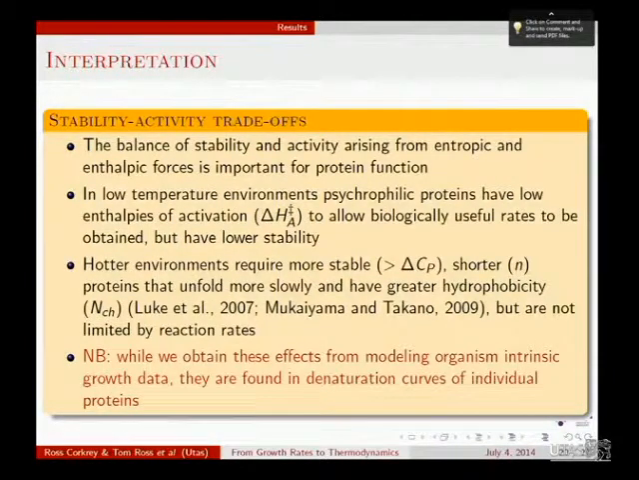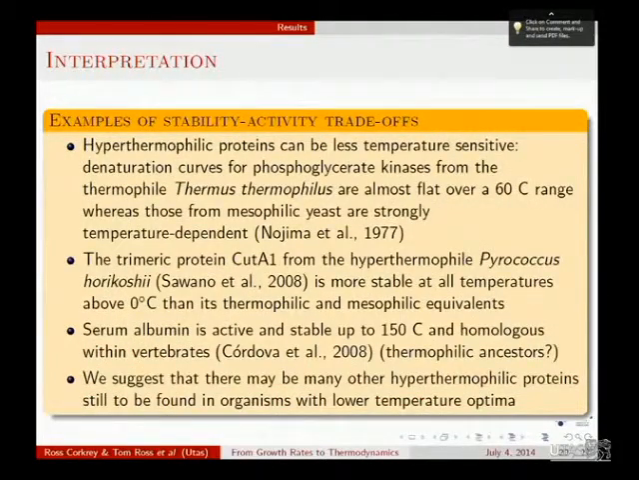are getting results about organism denaturation curves, but we're not using protein data at all. We're using growth data of insects and plants, or one plant. Now, hyperthermophilic proteins, we predicted with a denaturation curve, should have a flat top. Do they? That's the obvious question to ask. Well, there are certainly proteins that do. Kinases from Thermophilus is almost flat over a 60-degree range compared to the same sorts of proteins from a mesophile where they're not, they're peaked. Similarly, cut-A1 from a hyperthermophile is more stable over a wider range than its lesser temperature equivalents.